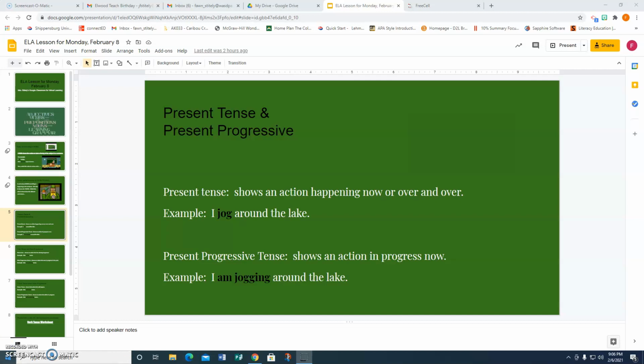So present tense would be something like, I jog around the lake. Present tense means it's something that's happening now, or it could be something that's happening over and over. Present progressive tense shows an action that's in progress now. For example, instead of just I jog around the lake, I am jogging around the lake. Let's take a look at the next one.